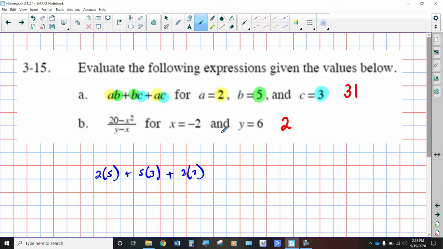Yes, 2 times 3. That's 2, that's 3. So now, order of operations, take care of all the multiplication first. Then you can add, and you end up with 25, 31 as your final answer.